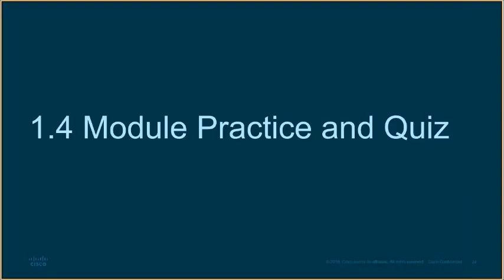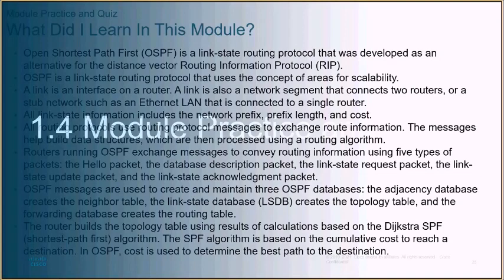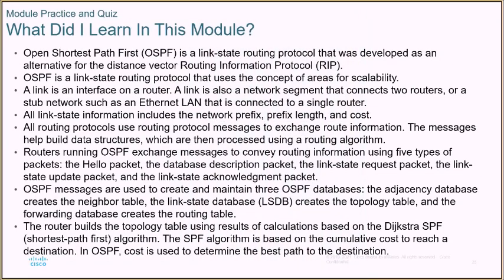It doesn't change anything else. All right, we're pretty much at the end of the chapter now. We spoke about OSPF, Open Shortest Path First. It's a link state routing protocol that was developed as an alternative to RIP, because RIP had its flaws, and still does. OSPF uses the concept of areas for scalability. A link is an interface on a router. A link is also a network segment that connects two routers, or a stub network, such as an Ethernet LAN, that is connected to a single router. All link state information includes the network prefix, its length, and its cost. Cost is the metric that's used in OSPF. It's calculated from bandwidth, so the higher the bandwidth, the lower the cost.